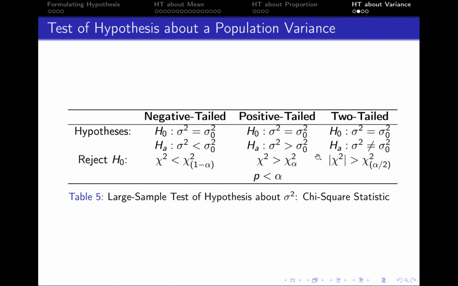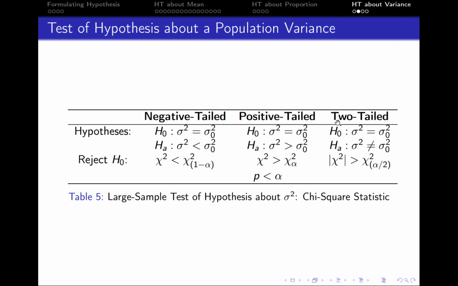This table is a quick summary of the three types of tests, their set of hypotheses, and the rejection rules. So as you can see, as always, the null hypothesis is the same equality, and in this case, the null hypotheses are the same. So the true population variance is equal to the hypothetical population variance. And as for the alternative hypothesis, let's start with the negative tail test. So the true population proportion is below the hypothetical population proportion, and in this case the null hypothesis is rejected and the alternative hypothesis is accepted when the estimated chi-squared is below the critical value of chi-squared at the significance level of 1 minus alpha.